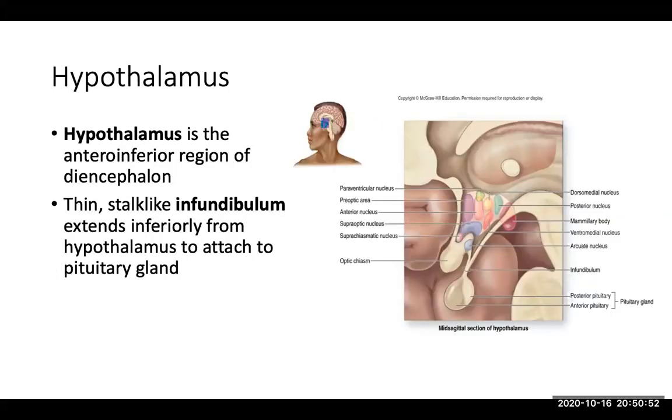The hypothalamus is directly underneath and in front of the thalamus. There's a thin stalk-like infundibulum which extends inferiorly from the hypothalamus, and it attaches to the pituitary gland.